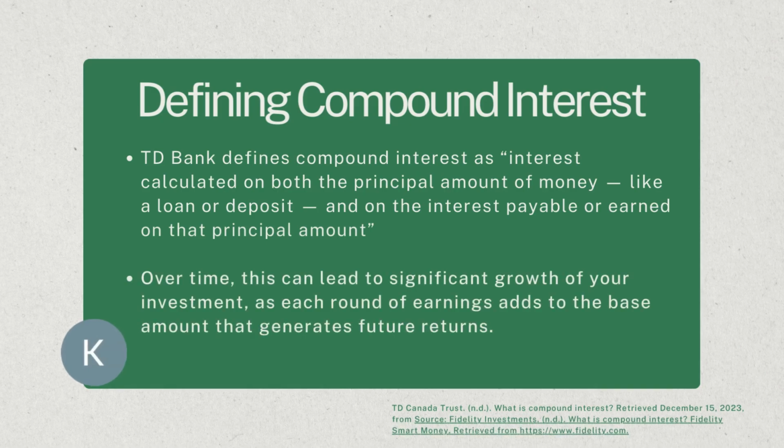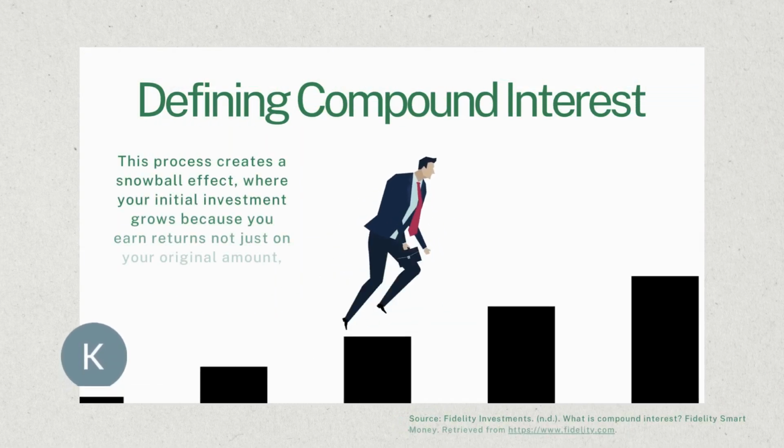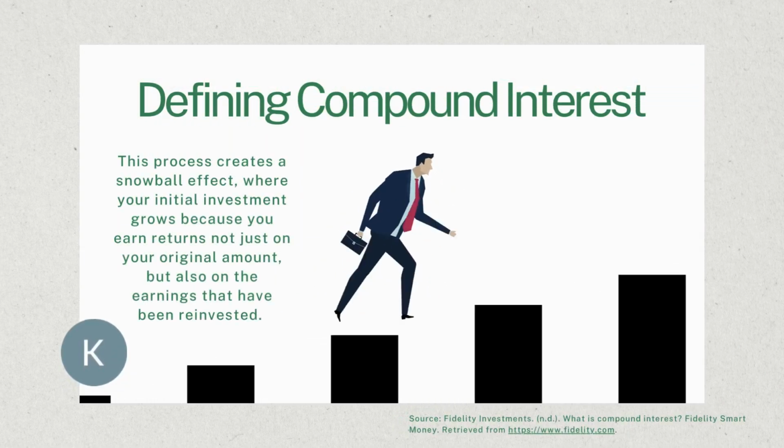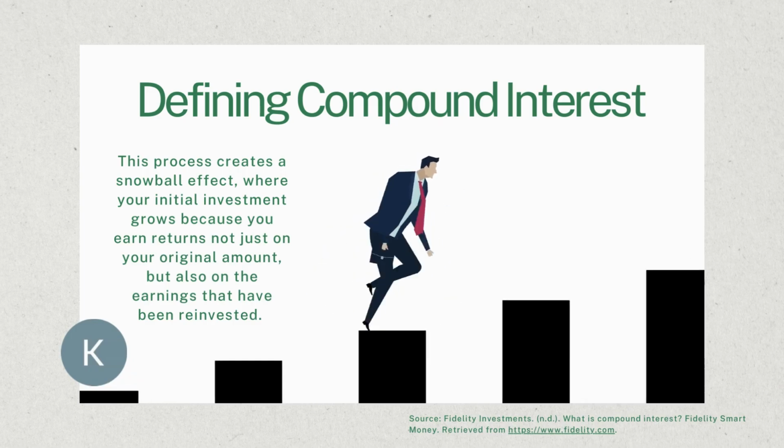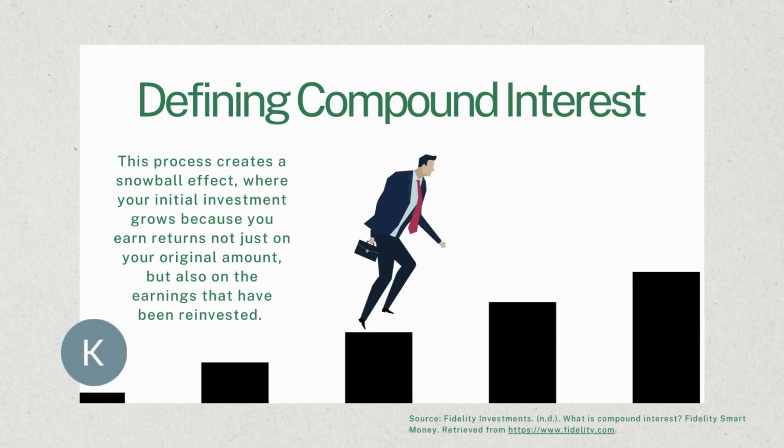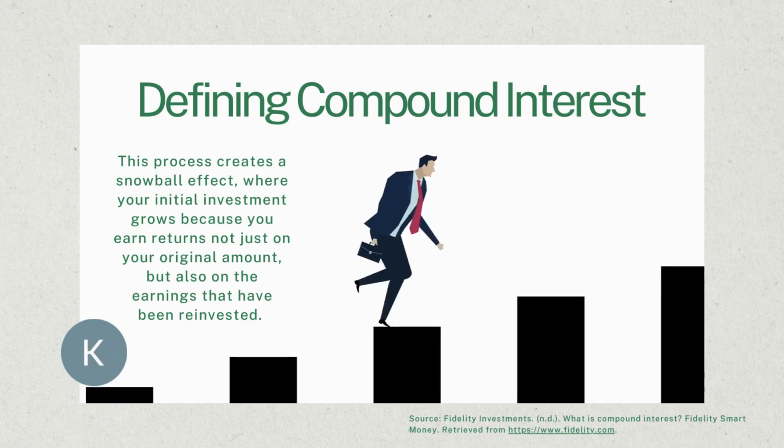Okay, let's begin by formally defining compound interest. TD Bank defines compound interest as interest calculated on both the principal amount of money, like a loan or a deposit, and on the interest payable or earned on that principal amount. Over time, this can lead to significant growth of your investment as each round of earnings adds to the base amount that generates future returns. This process creates a snowball effect where your initial investment grows because you earn returns not just on your original amount, but also on the earnings that have been reinvested.